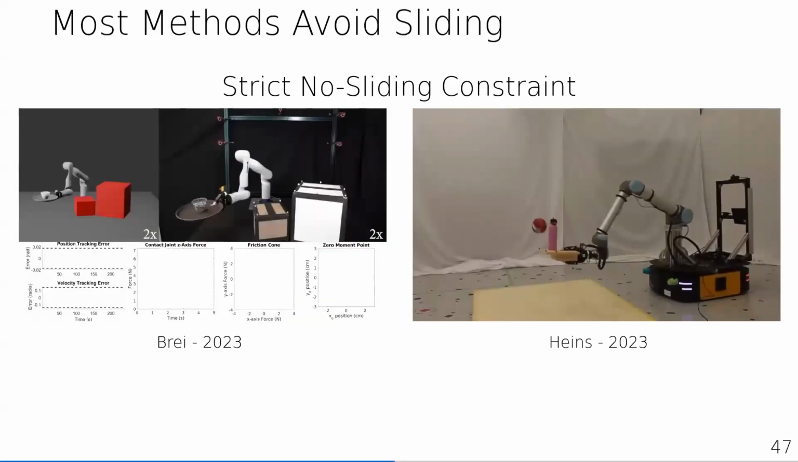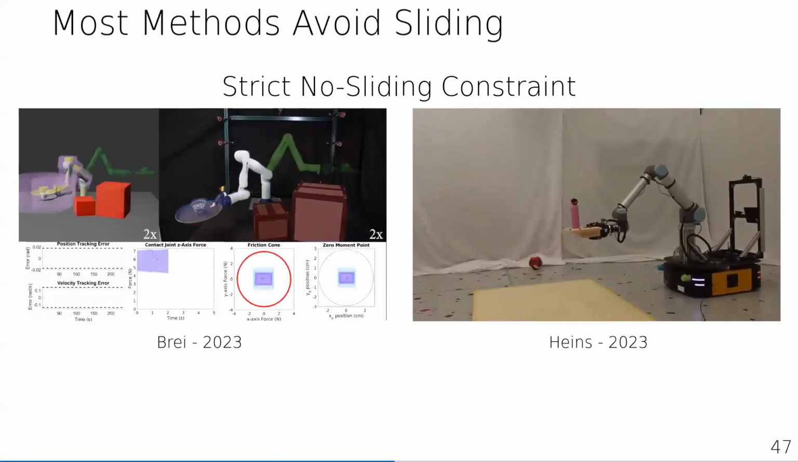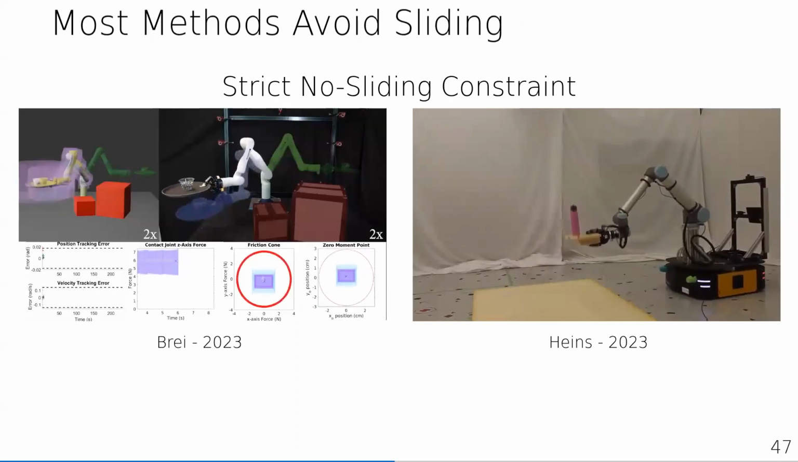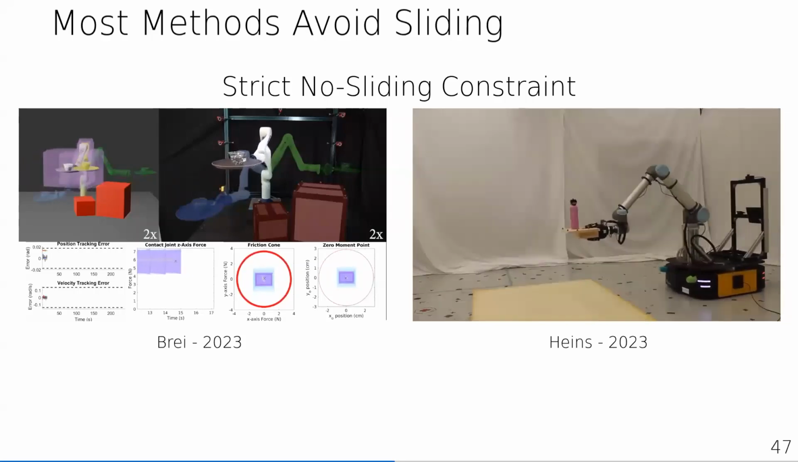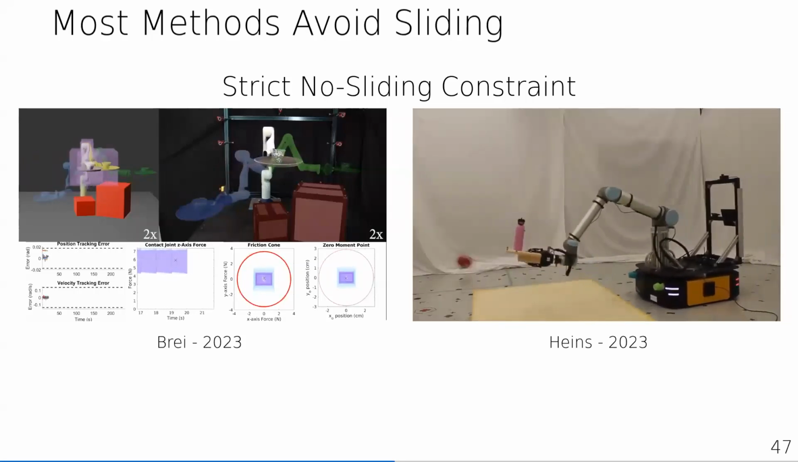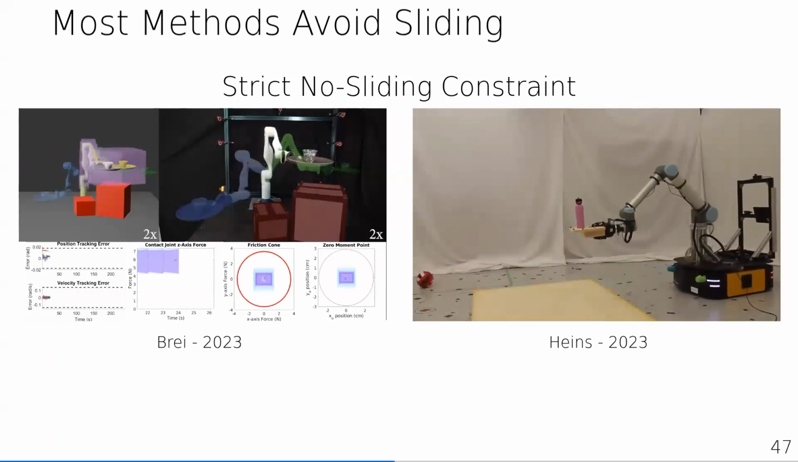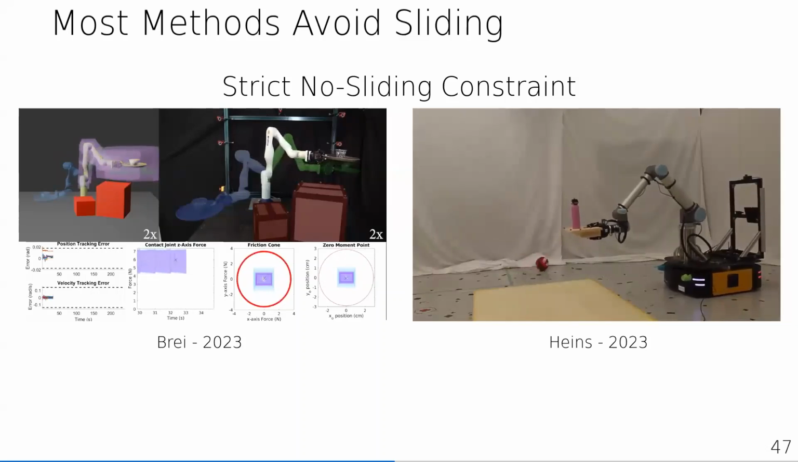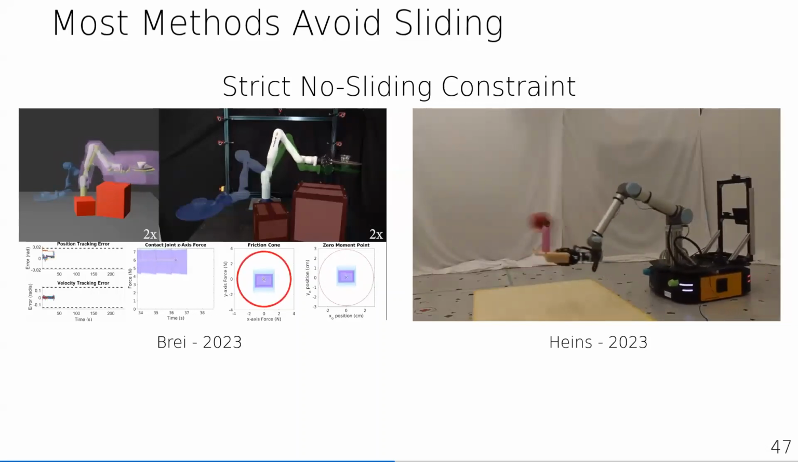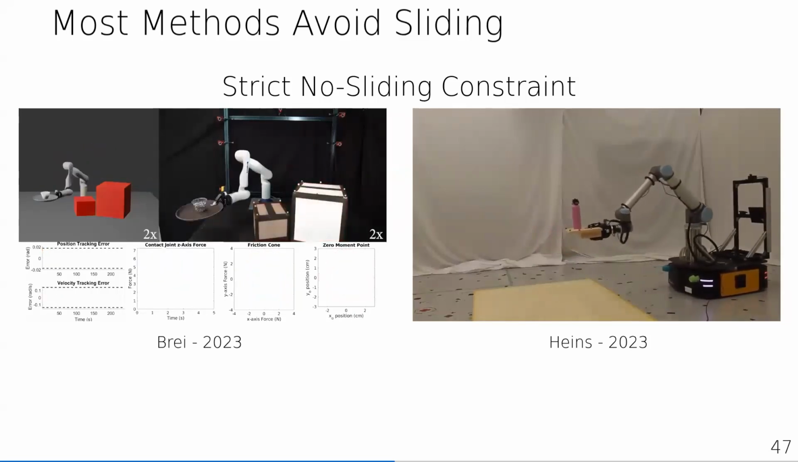It's for these reasons that most methods treat sliding as something that should be strictly avoided. So using these waiter tasks as examples, these methods enforce a strict no sliding constraint in order to not have to reason about frictional contact. In fact, these methods don't even include the state of the object in their algorithms, meaning that in the case that the object does happen to slip, these methods have no way of recovering.